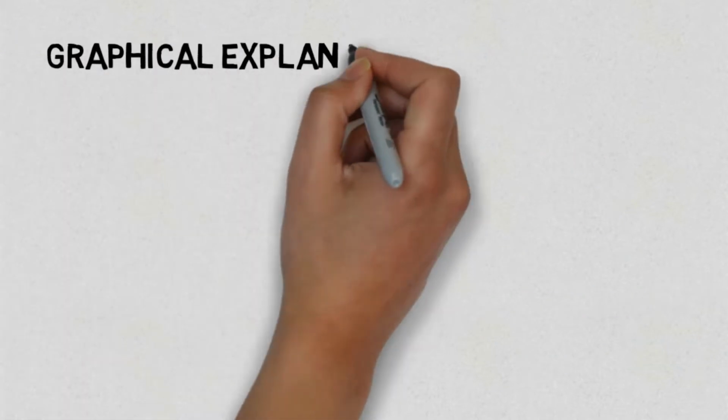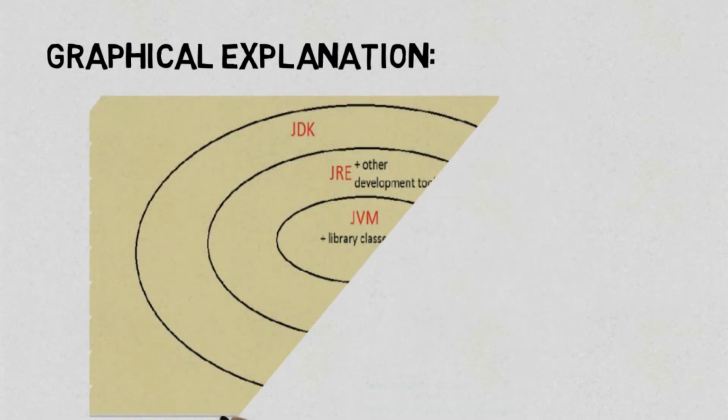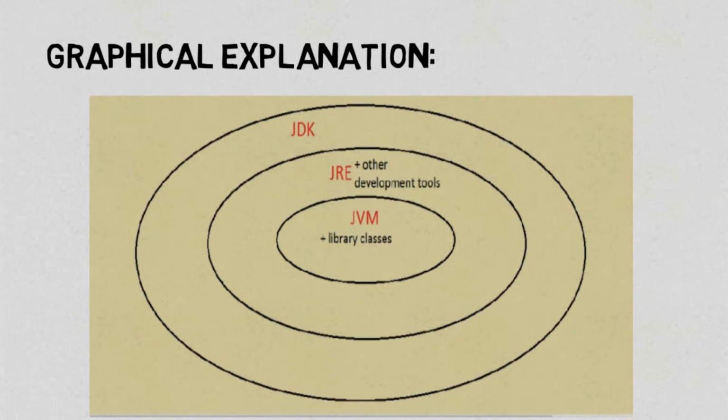Now a graphical summary. We have JDK, which consists of JRE plus some other development tools, and further JRE consists of JVM plus library classes.